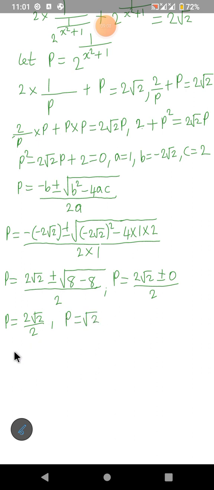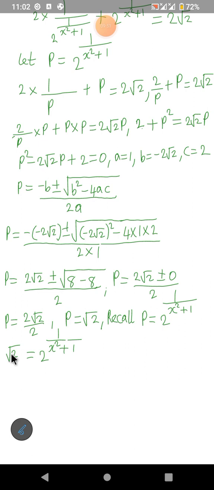Now my next step will be to recall. P equals 2 raised to the power of 1 all over x squared plus 1. So we know that we have gotten P as root 2, so I'm going to replace it. The square root of 2 equals 2 raised to the power of 1 all over x squared plus 1.